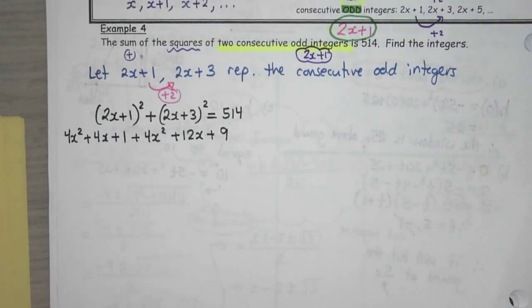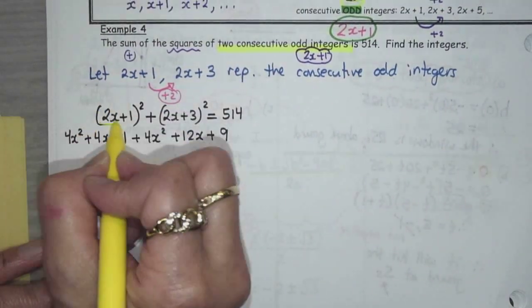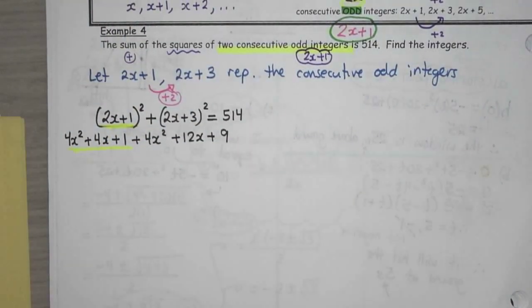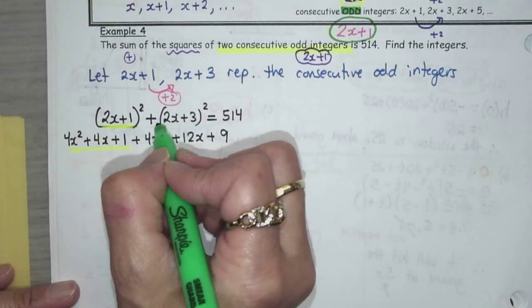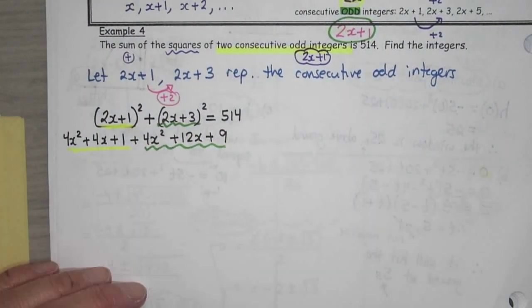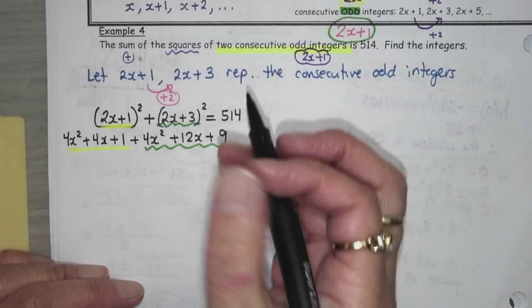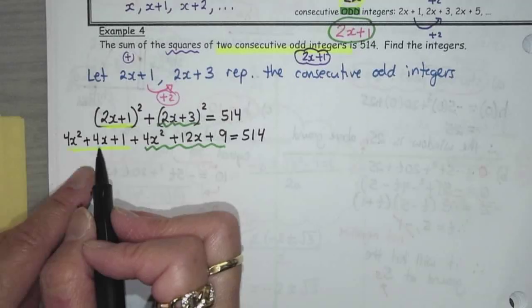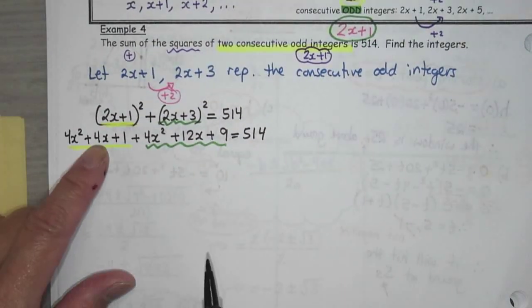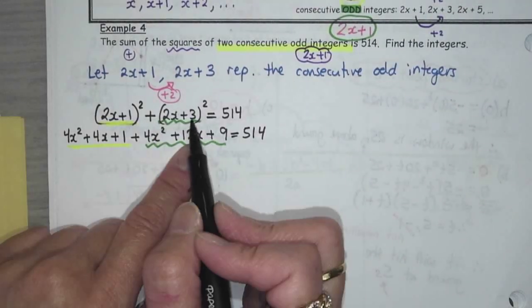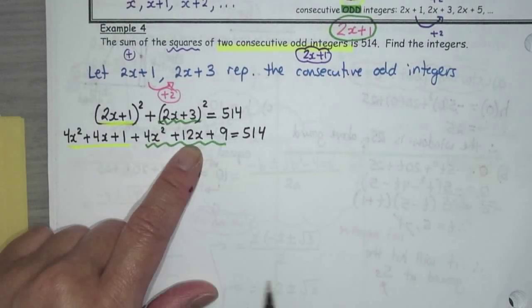I'm just going to highlight this. So this part here is this part here, and this part here is this part here, in case you're wondering where I got those from. So I just expanded those. Is that all right? And then equals 514. So with this binomial square, don't forget the middle term. Please, please, please. It throws off your whole answer. You won't get integers. It'll be a mess. This one here, 2x times 3 is 6, and then twice it is 12.